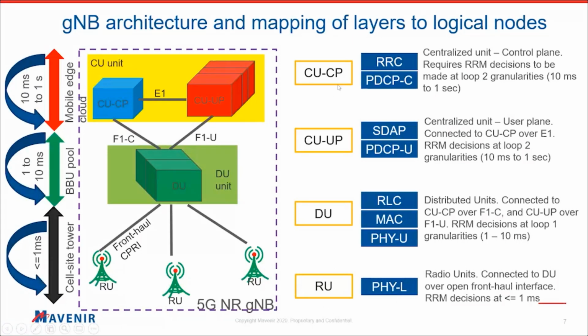So basically, the CU operates at loop 2 granularities ranging from 10 milliseconds to the order of units of seconds, to 1 second, more precisely. While the DU is more of loop 1 or real-time granularities ranging from 1 to 10 milliseconds. And the RU is transmitting on a per TTI basis. So this is how you can envision the G node B architecture and the mapping of the layers to the logical nodes of the G node B.